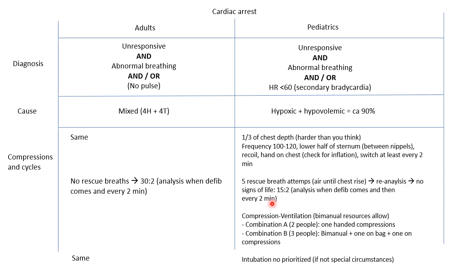But if there are no signs of life, then you go into the 15-2, meaning that you do 15 compressions and then 2 inhalations. And then you do analysis every 2 minutes. Right, and as we said, there's different ways of doing the compressions. You can be two persons: one person does one-handed compressions, holding the back with the other hand, and one person is doing bimanual ventilation mask, tight sealing. Or it can be three persons where one is on the chest, one is bimanually doing the tight seal, and one is on the back. And the one on the back can then also be looking at the chest for chest rise.